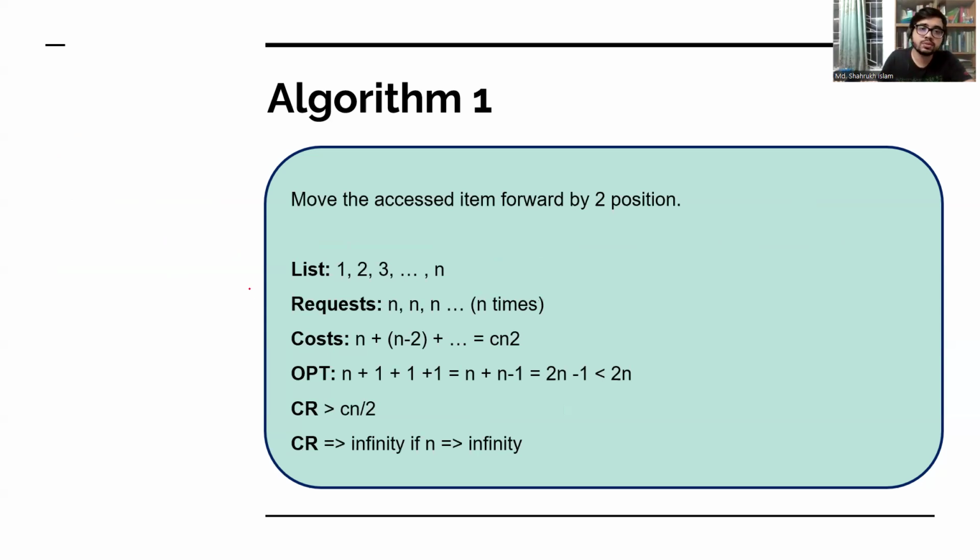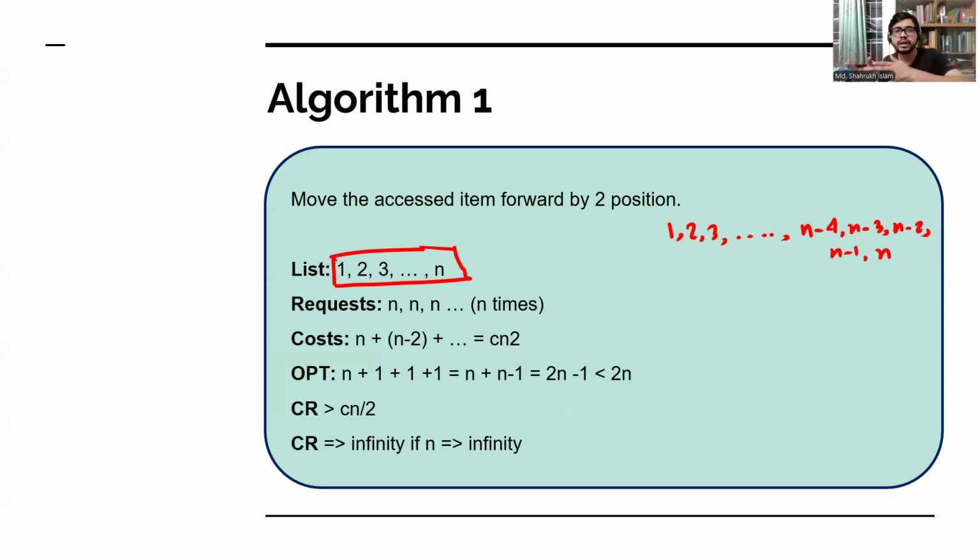For example, our list is 1 to n. This is our list, and we are requesting n, the last position, the last element, the biggest element of the linked list. So what will be the cost? Look at here: 1, 2, 3, and n minus 4, n minus 3, n minus 2, n minus 1, and n. We are moving the last item forward by 2 positions.